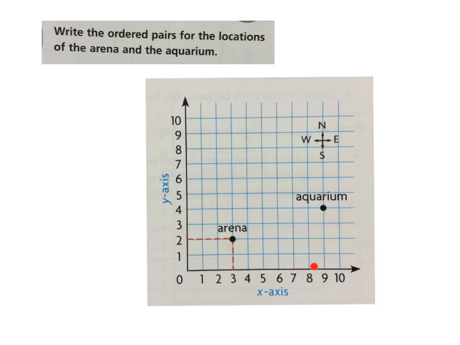You're going to literally draw in your notebook an x-axis and a y-axis, and you're going to label it 1 through 10 and 1 through 10. Then you're going to find the arena and the aquarium and draw those in and label them. Let's take a look at where the arena is.